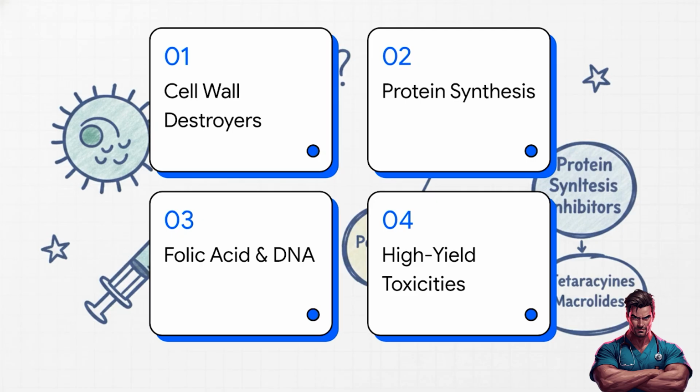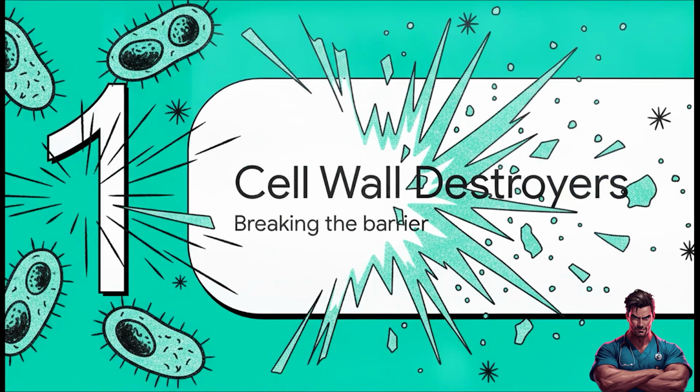So here's our roadmap to categorize and conquer. 1. Cell wall destroyers. 2. Protein synthesis inhibitors. 3. Folic acid and DNA disruptors. And 4. High-yield toxicities. Okay, kicking things off with Section 1, cell wall destroyers. These are the antibiotics that completely dismantle the bacterial cell wall.